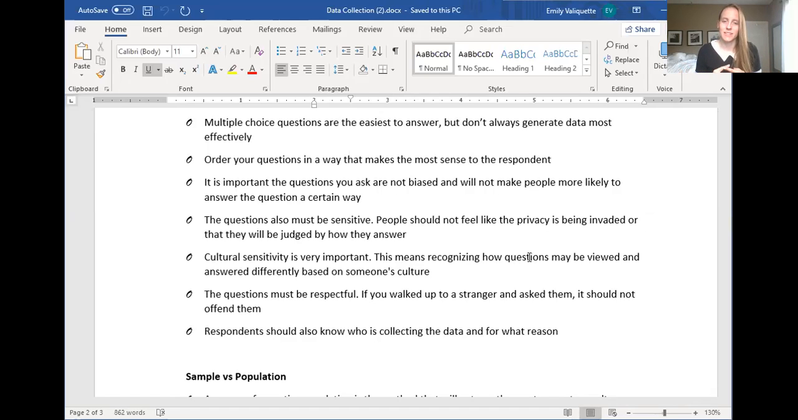Make sure that they're sensitive so people don't feel like their privacy is being invaded or that they're being judged by how they answer. Make sure that they're culturally sensitive. So again, we talked about making sure that they apply to people of all cultures and mean the same thing to everyone. Make sure that it's respectful. It shouldn't be something that's going to offend someone if you go up and ask them. And make sure that you tell the respondents why you're collecting the data.